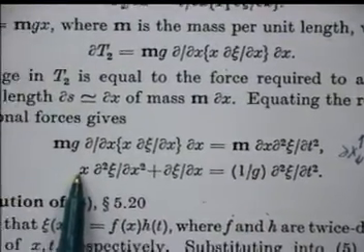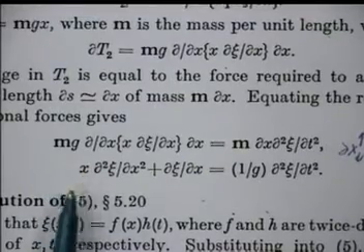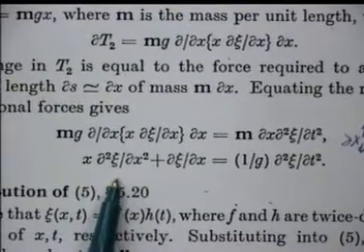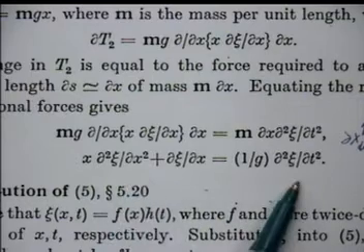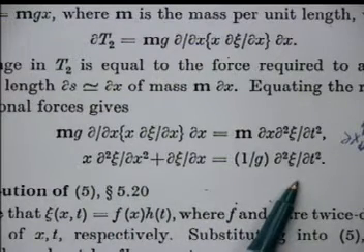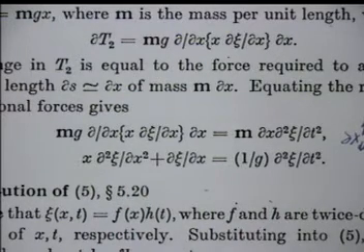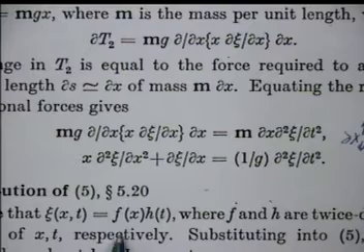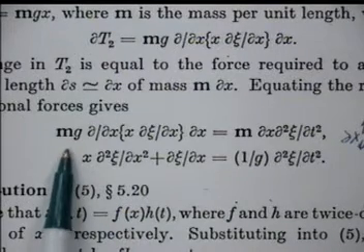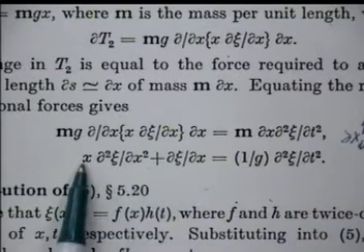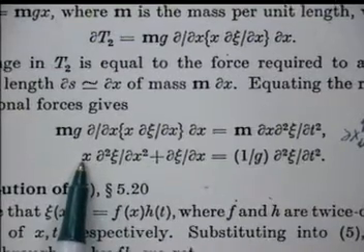Now, dividing both sides by mass and moving things around a little bit, we get it in this form. Again, we did that by dividing by mass and g and partial of x.